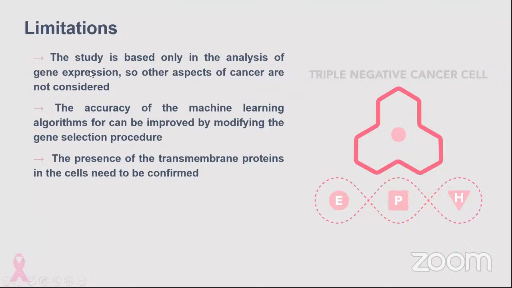And also, it's important to mention that the analysis involved only the gene expression, so other aspects of cancer are not considered. Also, the accuracy of the machine learning algorithm can be improved by modifying the selection procedure and modifying the cutoff value during the feature selection. And also the transmembrane proteins need to be confirmed. The expression doesn't mean that the protein is present in the cell. So this confirmation is necessary. And I was expecting to have more than two genes, but unfortunately just two genes are shared by both approaches. And that's all.